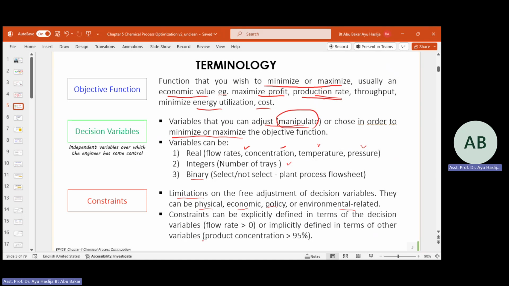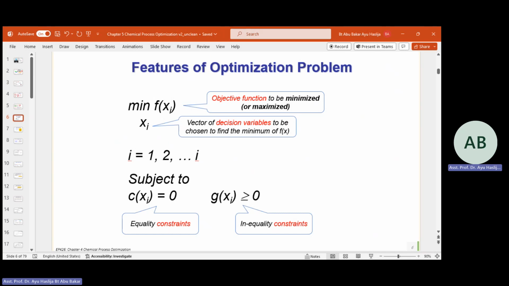Or perhaps your constraint, let's say your aim is to maximize the concentration of your product by 95%. So the constraint here is the concentration, 95%. And so these are the terms. Now we go to the features.